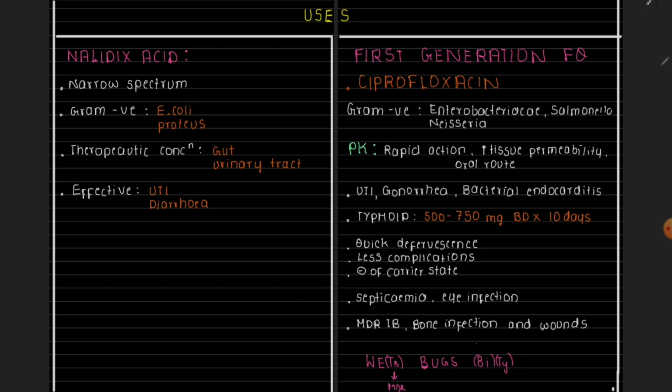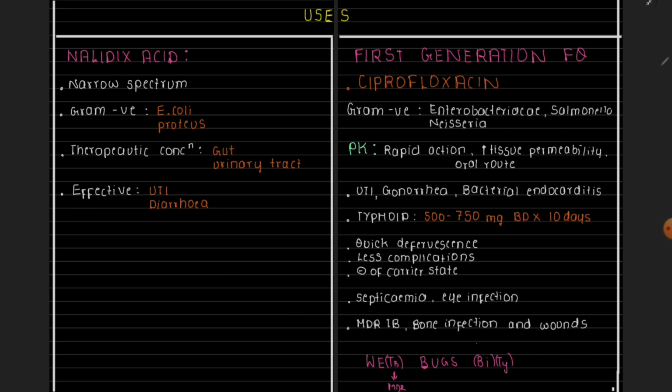From W, it is effective against wounds. E, it can be used in eye infections. T, you can convert it into TB like this. It is used in cases of multi-drug resistant tuberculosis. From B, it is effective against bacterial endocarditis. U for UTIs, G for gonorrhea, S for septicemia, B for bite, you can write it in this way. So BI is for bone infections and TY is for typhoid.